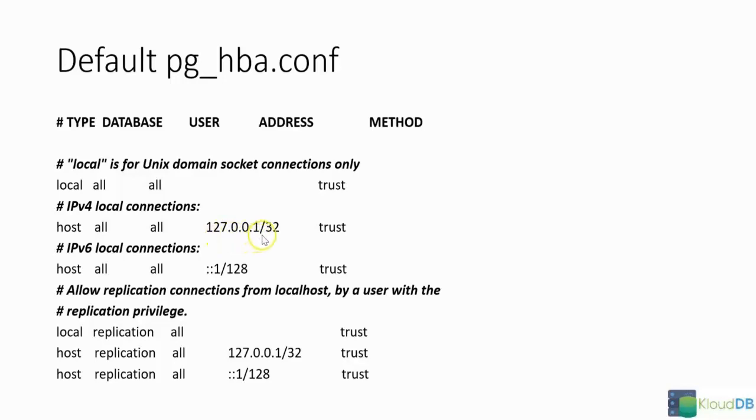This is for IPv4 and this is for IPv6 local connections. So you can see that the host is 127.0.0.1, which means local. And down below, there are also entries by default for replication. Allow replication connections from localhost by a user with replication privilege. Any replication connections from the localhost with replication privileges are allowed. This is by default. These are the default records, but usually these records are changed and multiple records are added and customized according to the requirements.